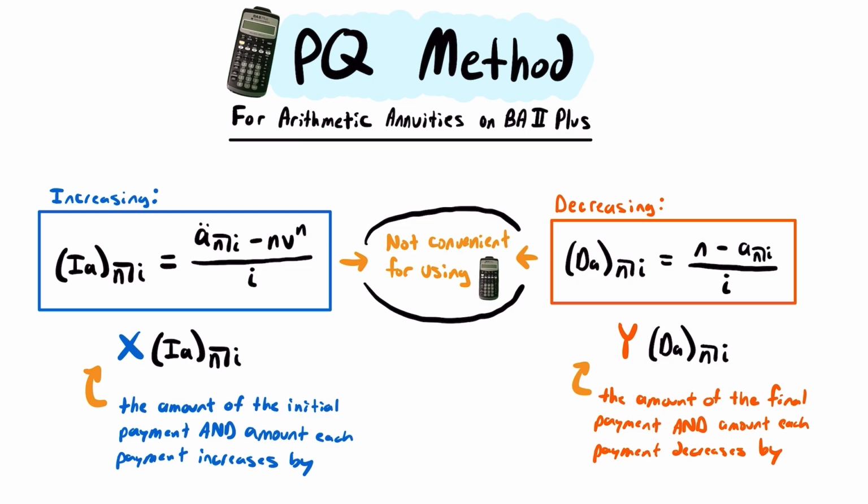Okay, and I want to show you what this looks like so that you can see how much work goes into this and the amount of time that you're going to save with the PQ method, because this is something that you don't have to worry about if you calculate arithmetic annuities in your BA2 Plus calculator with this method that I am going to show you in just a bit.